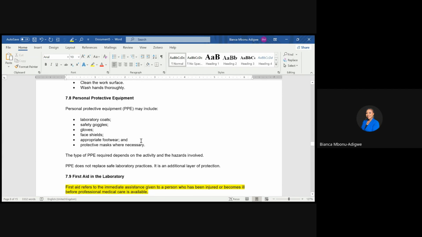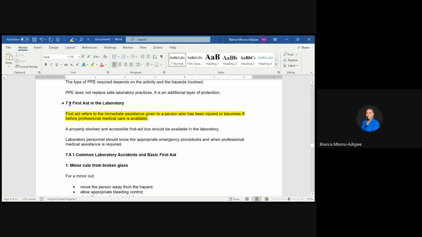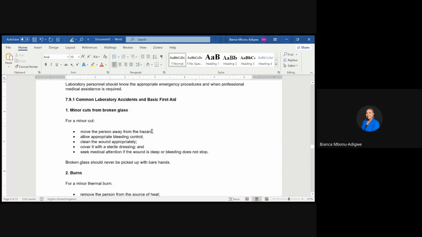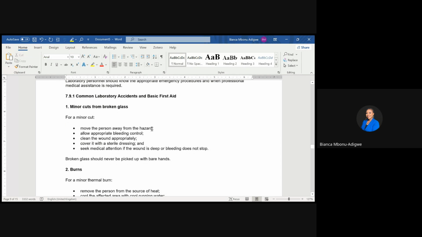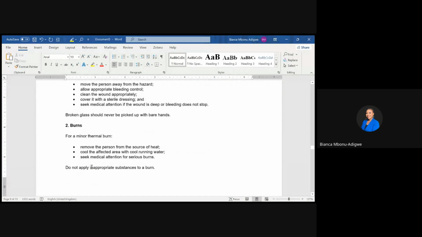And then the last one we talked about is first aid. First aid in the laboratory. What is first aid? Immediate assistance that you give to a person who has been injured before professional medical care arrives. We talked about the common lab accidents and their basic first aid. We talked about minor cuts from broken glass, burns.